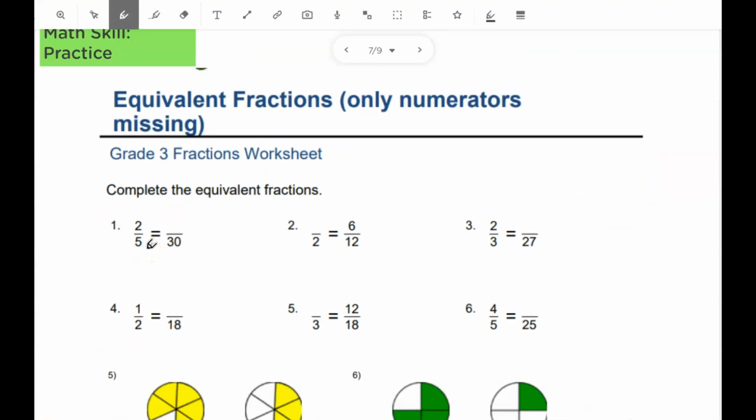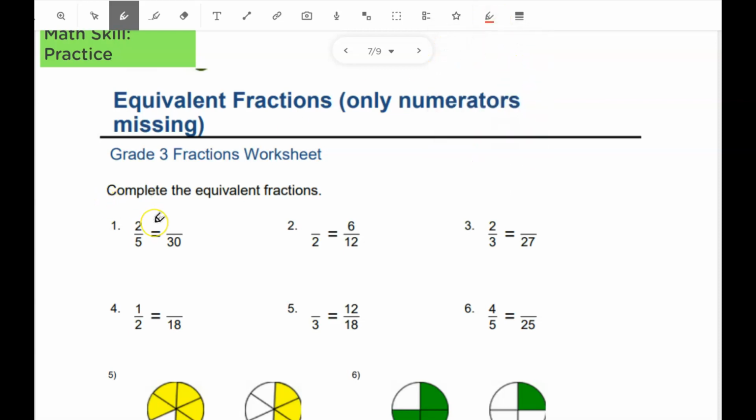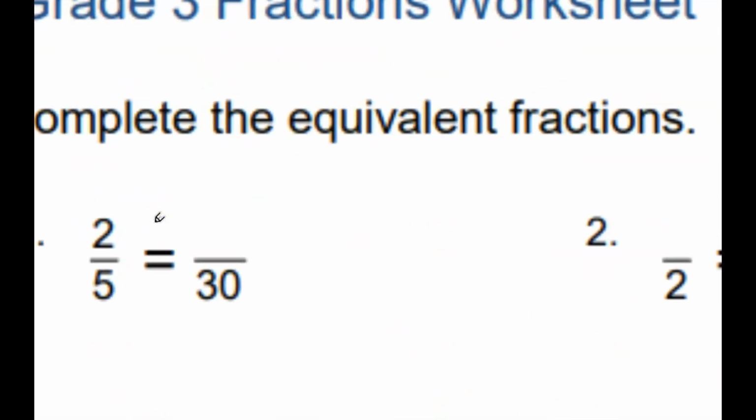Now, to start to find the equivalent fraction, we first need to figure out how much was multiplied in the denominator. 5 times what equals 30? We can use fact families to rearrange and use division to help us. So what is 30 divided by 5?